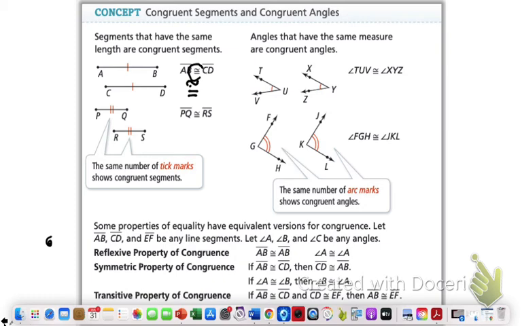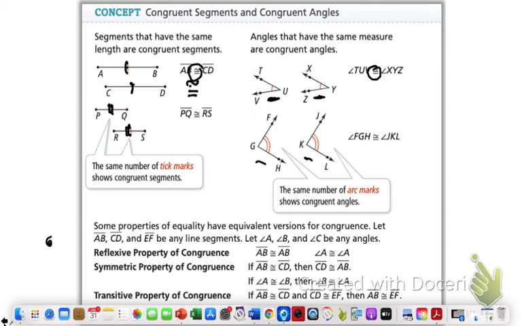Much better. Right here, there it is. Okay, so these two are congruent because they have one tick mark. These two are congruent because they have two tick marks. And if I had a third one, I'd have 3, and so on. These angles, TUV and XYZ, are congruent because they have one arc. And FGH and JKL are congruent because they have two arcs. If I had a third, I'd have a third arc as well.